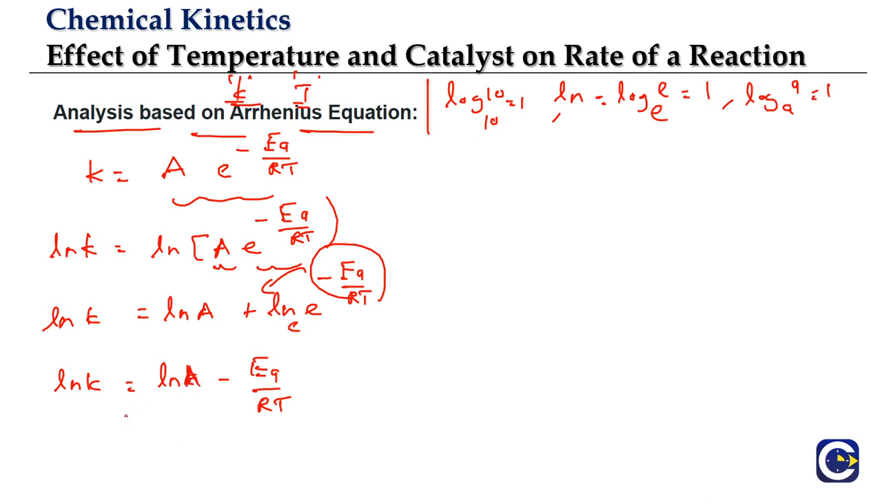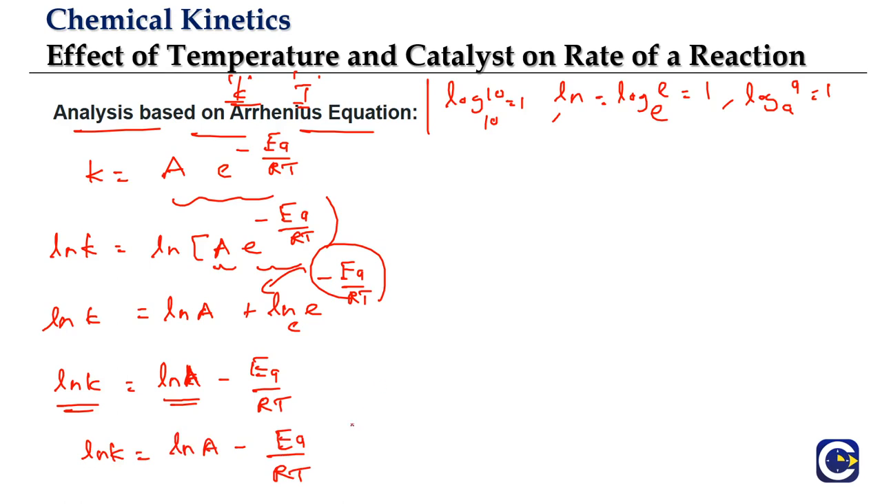So this is what we have as an expression of the Arrhenius relation in terms of the logarithmic form. What we are finally having is ln k is equal to ln A minus Ea by RT. So ln k will be equal to ln A minus Ea by RT.